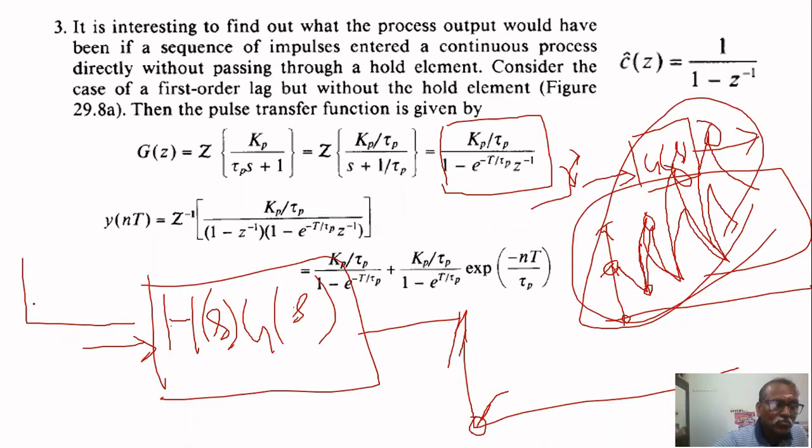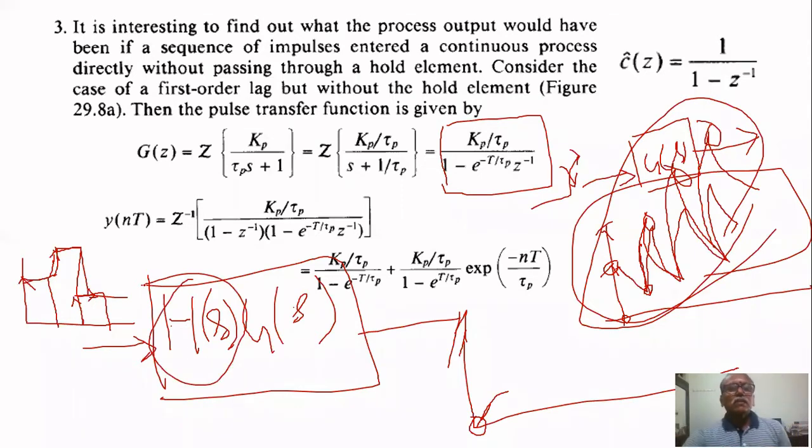The hold circuit, zero order hold: what will it do? If this is the input, it will maintain the same input till the next sampling period. In this sampling period, the magnitude slightly increased, and it will maintain the same value up to that. Suddenly the input is decreased, so it will maintain that value till the next period. Like that, you will get a continuous output if you add a zero order hold, or you can include a first order hold. Some hold circuit must be there because it will convert the discrete input into a continuous one.